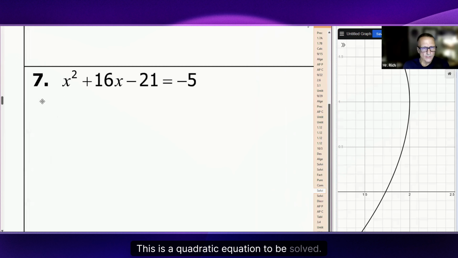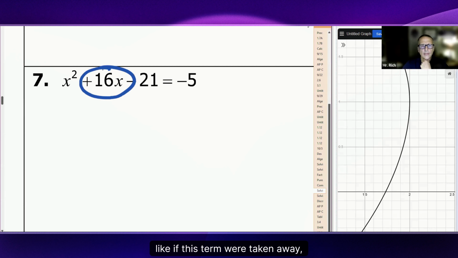This is a quadratic equation to be solved. Most of you in Algebra 2 have been learning how to solve quadratic equations, and there are a number of ways that we do it. Maybe the first one that we try is factoring, right? We try to factor our quadratics while we have 0 on one side, and then set each of those factors equal to 0. There are times when we can use the square root property, where the quadratic doesn't have an x term, like if this term were taken away. I could just move the negative 21 to the other side and then square root both sides, and we would get our solutions pretty straightforwardly.